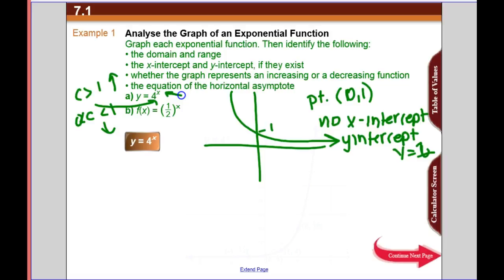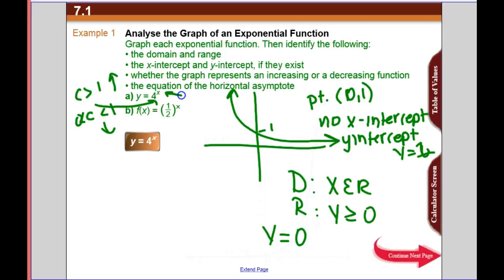The domain, if you look, it just keeps going and going, so it would be all real numbers. And the range would be y greater than 0, because it never crosses the x-axis. So the next part asks for the equation of the horizontal asymptote. We said that it's not going to cross this x-axis, so y equals 0 is the equation of the horizontal asymptote.